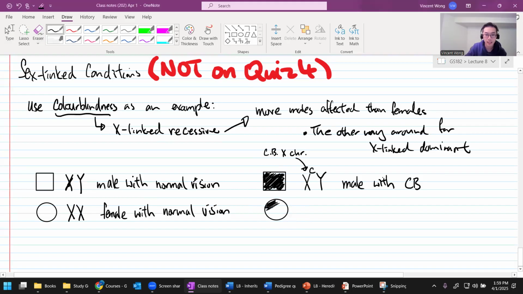This one would be a colorblind female. How does a female have color blindness? What's the genetic makeup for a female who is colorblind? Well, since this is recessive, the only way for the female to be colorblind is if she has two copies of the bad X, of the mutated X. So this is a female with color blindness.